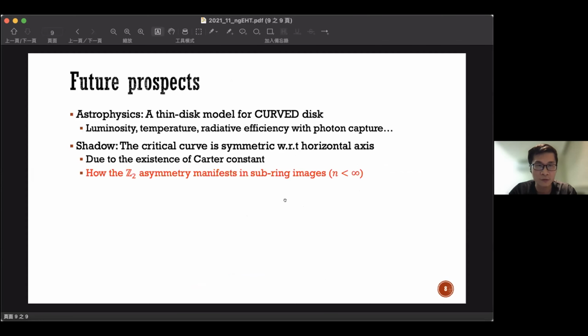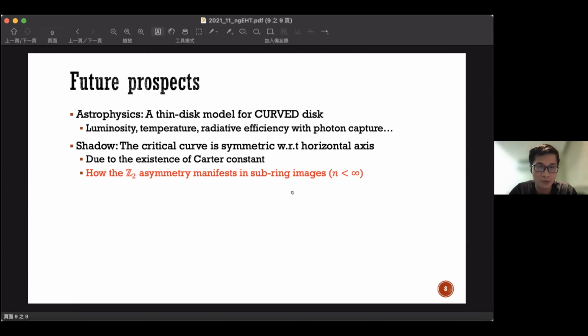And these are the future prospects of this project. Well, the first one is maybe more astrophysics. Usually, the usual accretion disk model is based on a thin disk model, for example, the Novikov and Thorne. But in this case, this kind of thin disk model is not reliable for this curved disk. So if you want to study the luminosity, temperature, or other more realistic astrophysical applications, we really need a reliable thin disk model for a curved disk. Okay, and this is still under construction.